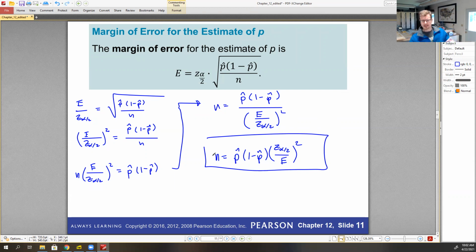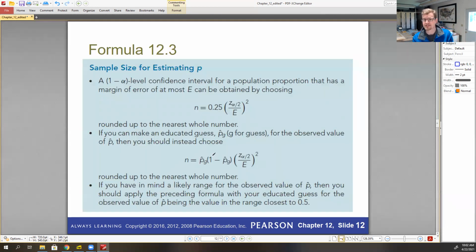Now there is one specific thing that's a little bit interesting. P hat itself depends on the sample that you have taken. So you can't find p hat until you've taken the sample, but you can't take the sample until you know what p hat is because you want this desired error. So we have to find a way to reconcile this. Those ideas are given to us here.